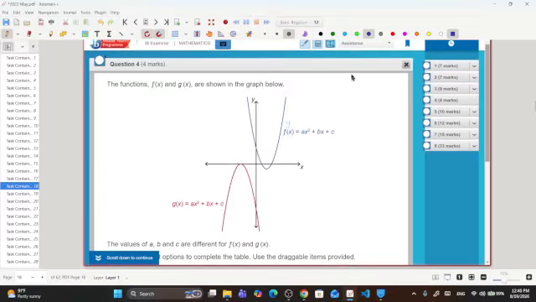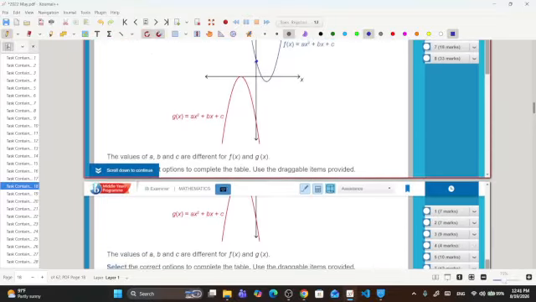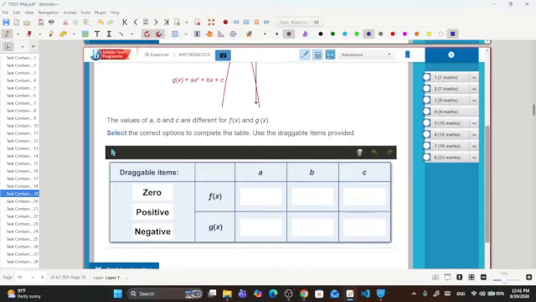Let's say I consider all x values as 0. If the value of x becomes 0, the value of y is going to be positive. Why? Because we have a positive y-intercept here, focusing on the graph of f of x. So I can say that the value of c is going to be positive.